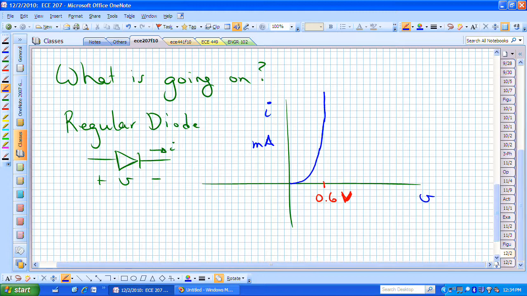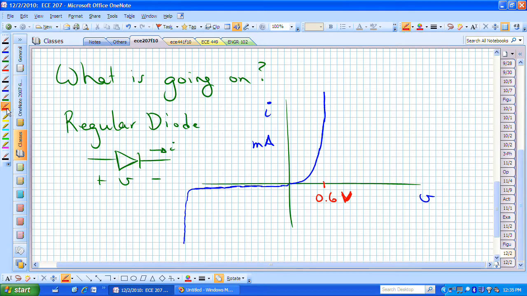In the reverse direction, if we were to now apply a negative voltage, negative relative to how I have it labeled in the schematic here, there really won't be any current that is conducted through. So it's like a valve. It's a one-way valve until we get way out here, and then it starts to break down.